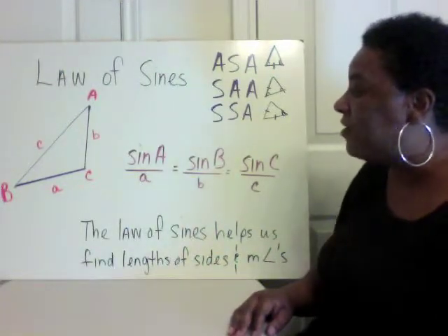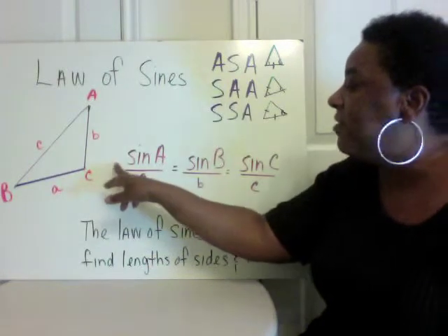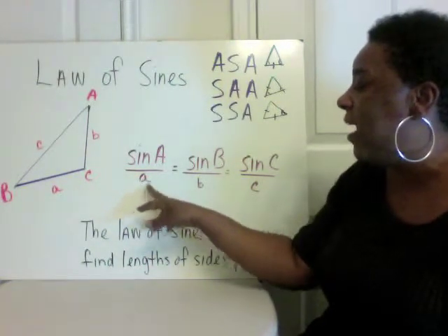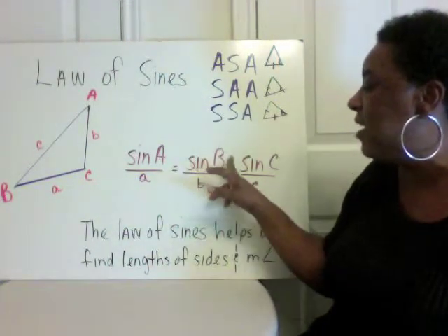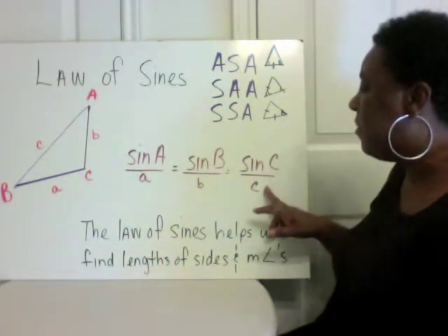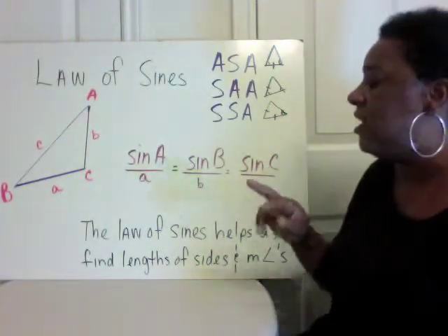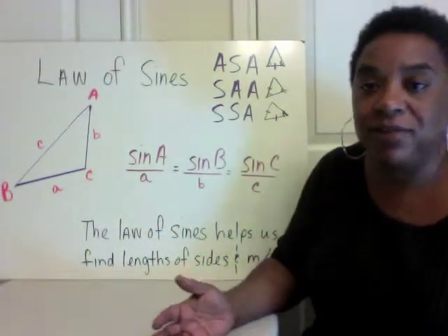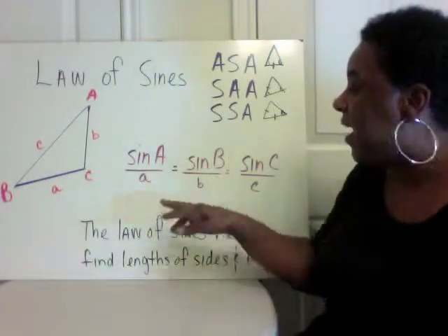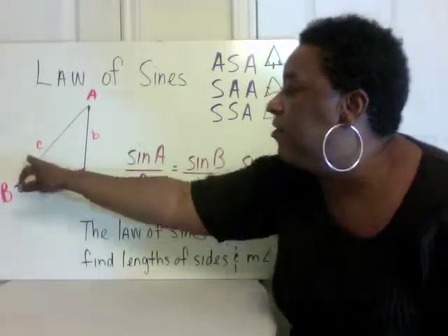So the ratios that we use for the law of sines are here. We have the sine of A divided by a is equal to the sine of B divided by b is equal to the sine of C divided by c. Sine of A, sine of B, and sine of C represent the measures of angles of the triangle, and a, b, and c represent the sides of the triangle.